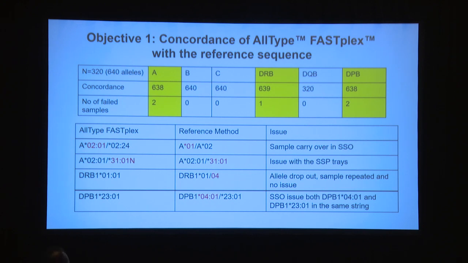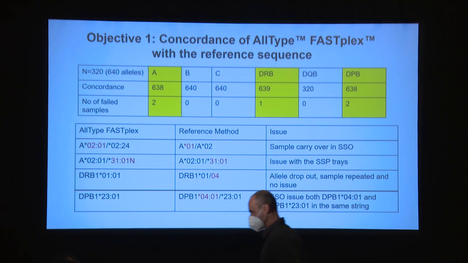So even if the SSP tray says that they can resolve this allele, they'd never validate it in their company, because this allele has probably been seen only once or twice. So it's very difficult to get a patient who has this rare allele. The third example here was an allele dropout, which is somewhat common with any NGS.